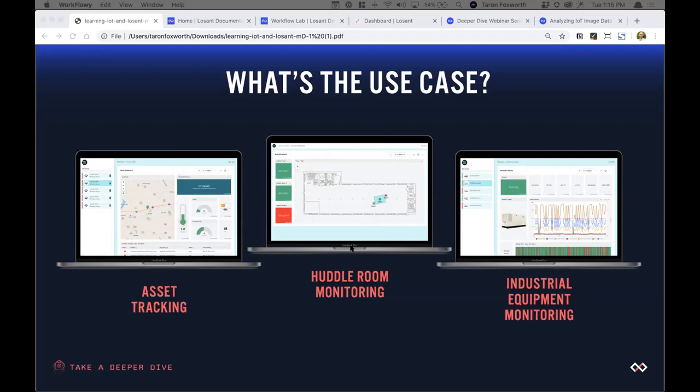The cool thing about Losant is that since the platform is generally horizontal, we talk to a lot of customers and a lot of use cases that are really different from this. But I like these three because A, they're really easy to understand, but B, these are three valuable use cases within IoT that translate very well to this discussion.